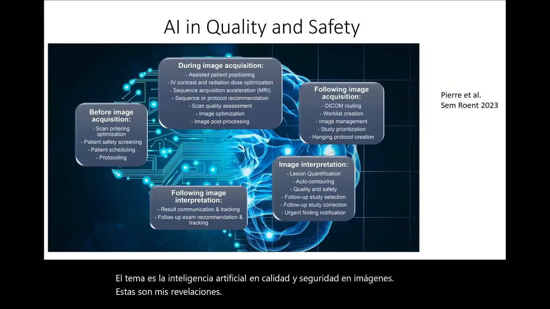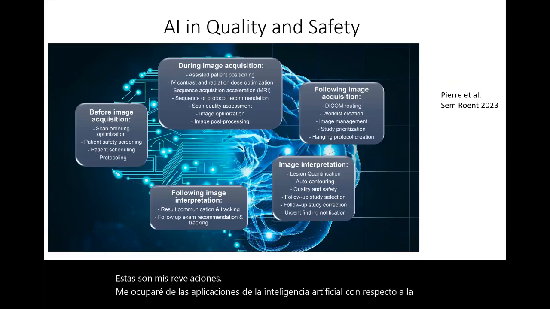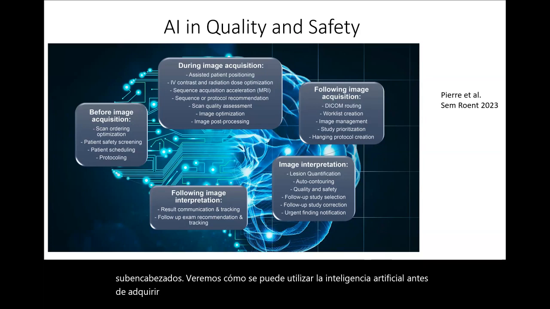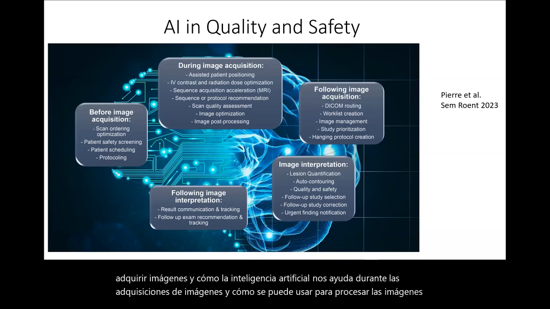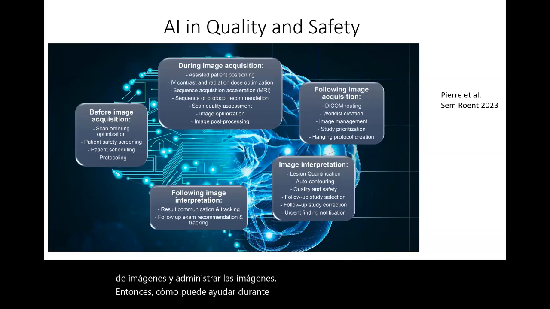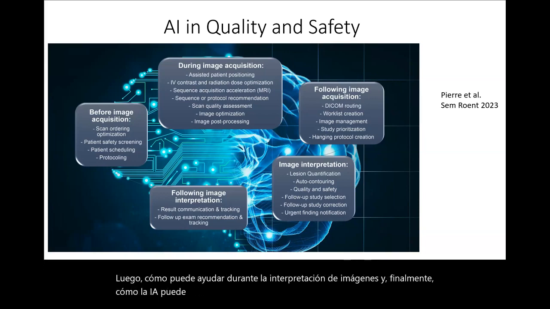I will deal with the applications of artificial intelligence with regards to quality and safety in imaging. This can be divided into several subheaders. We'll see how artificial intelligence can be used before we acquire images, how it helps us during image acquisitions, how it can be used to process and manage the images, then how it can help during image interpretation, and finally, how AI can help us in generating succinct radiology reports.